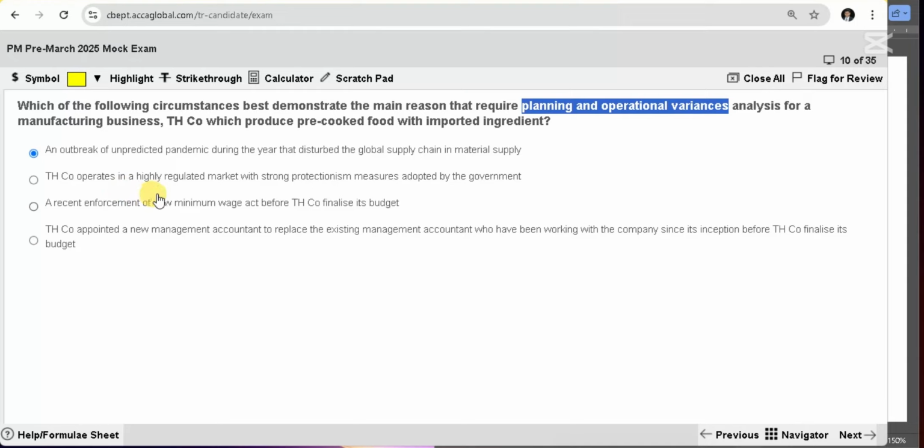What about this? TH company operates in a highly regulated market with strong protectionism measures adopted by the government. That doesn't mean anything has changed. That doesn't require a planning variance. A recent enforcement of new minimum wage act before the company finalized its budget. Before finalizing the budget means your budget is already up to date. Problem arises only if changes happen after the budget. TH company appointed a new management accountant to replace the existing management accountant who have been working with the company since its inception before it finalizes the budget. Again, before finalizing the budget, so that's fine. Those last 2 points are already in the budget.